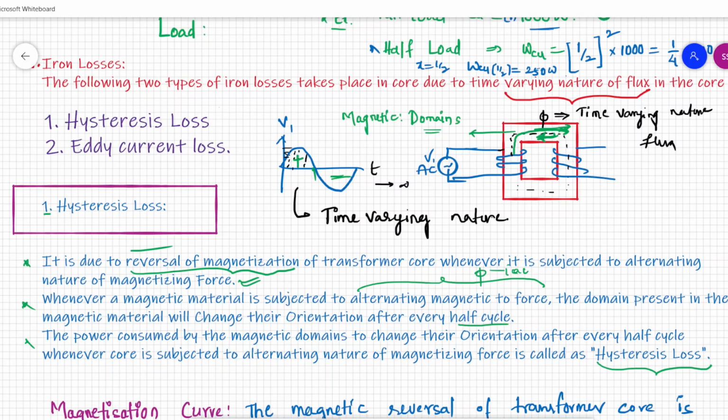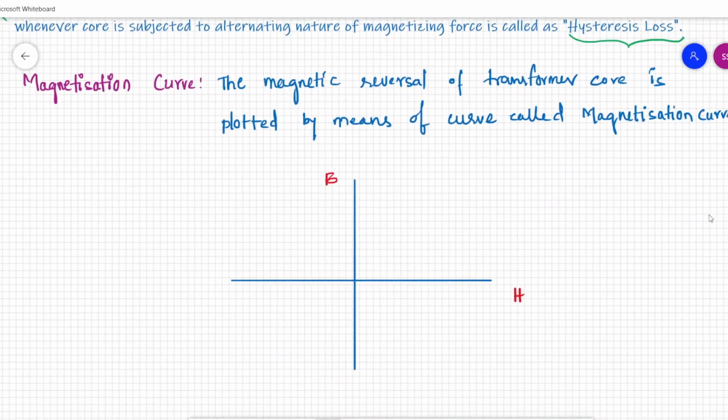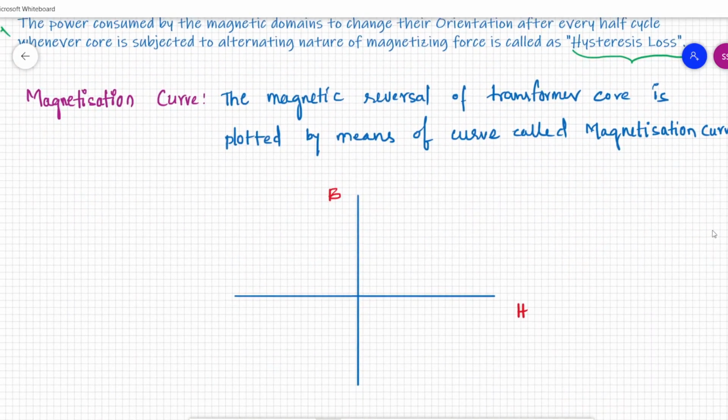Hysteresis loss is the loss due to reversal of magnetic domains in forward and backward direction in one full cycle of AC supply. To make it happen, we have to supply some current to the transformer, which is wasted as hysteresis loss. Now let us see the magnetization curve.